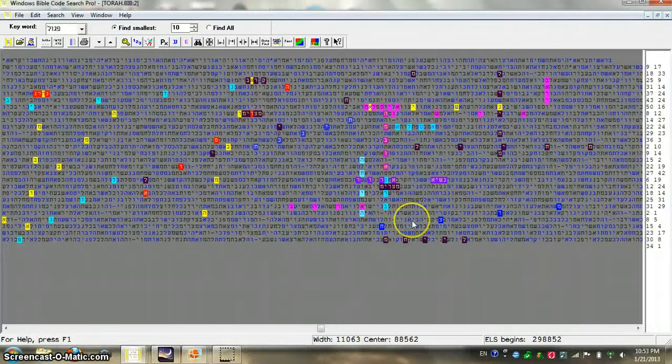Alright, this is an expanded version of the Barack Obama table. This is the access term right here, his name. This is the very same one that Rabbi Glazerson works and Michael Drosnin has worked from. 11063 is the width. It literally spans the whole Bible. This is Genesis all the way to the end.